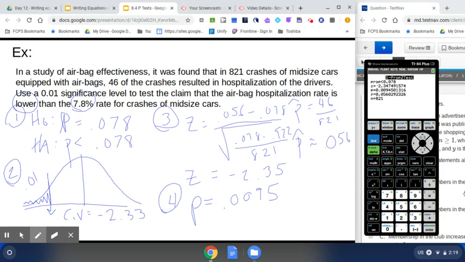Now be careful, guys. Here's a p, right? That's standing for the p-value, and then p-hat. P-hat is our sample proportion. So that's what we got earlier when we took 46 divided by 821.